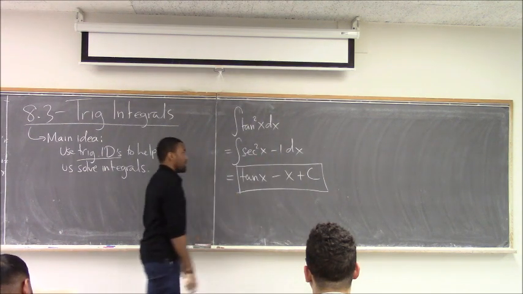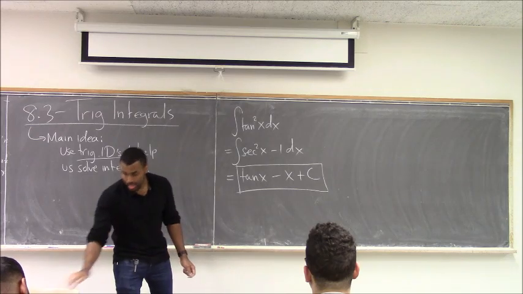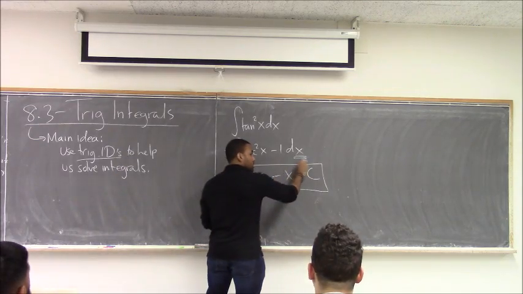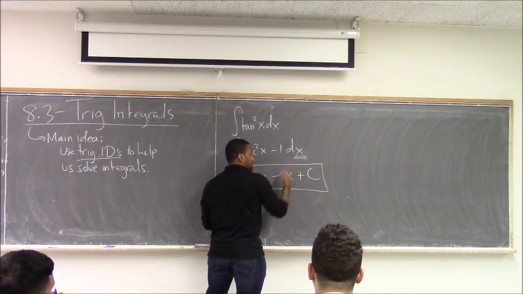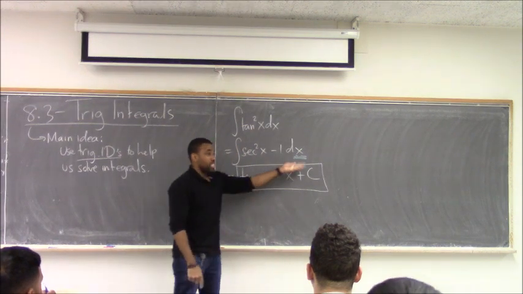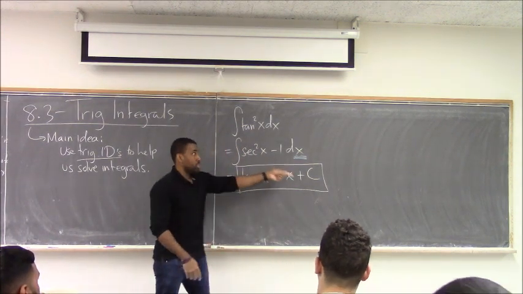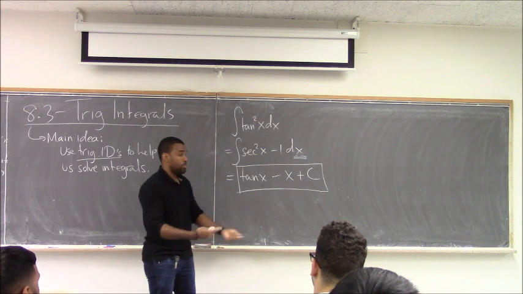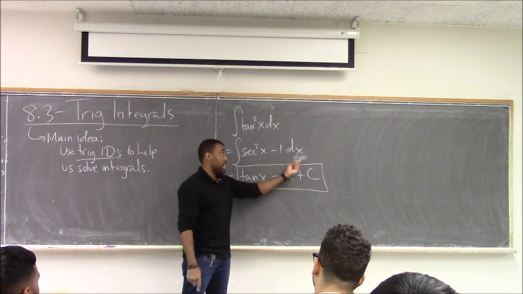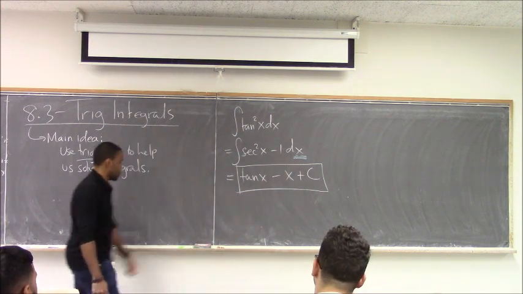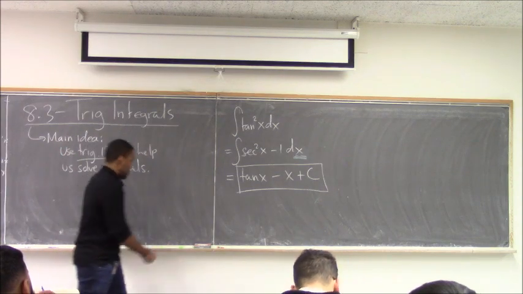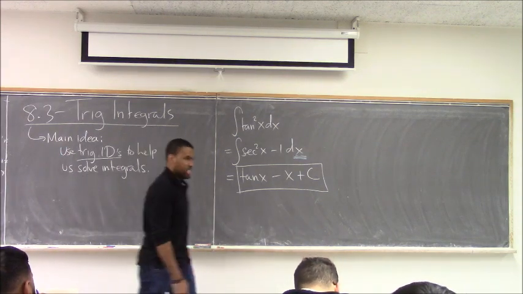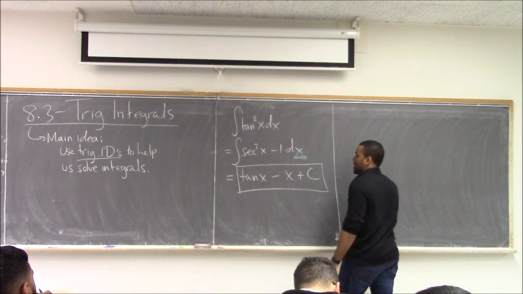And the integral of 1 is x. There was some confusion last time about that. It is x because of the dx. That tells you who the variable is. So the integral of 1 du is u. The integral of 1 d theta is theta. The integral of 1 dp is p. The integral of 1 dx is x. It's x because of the variable here. So that's basically it: tangent x minus x. Okay.